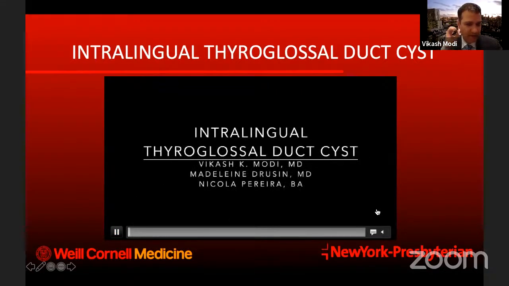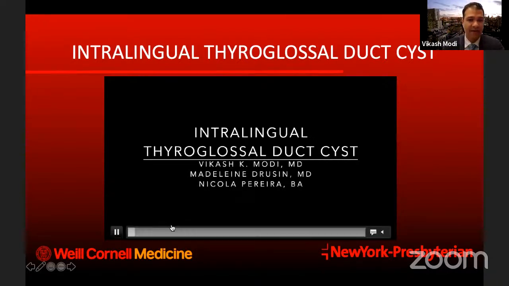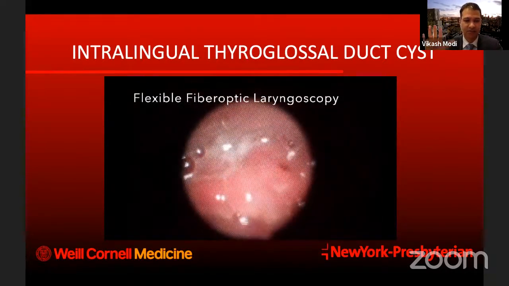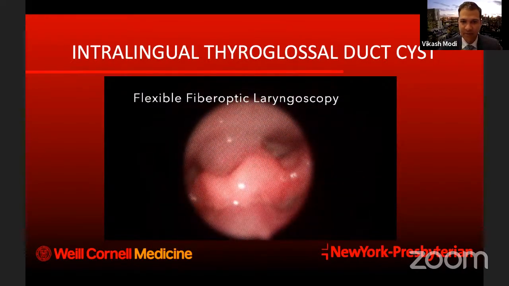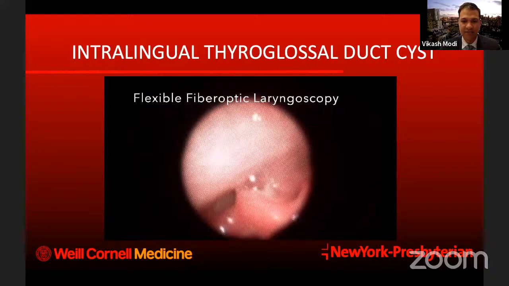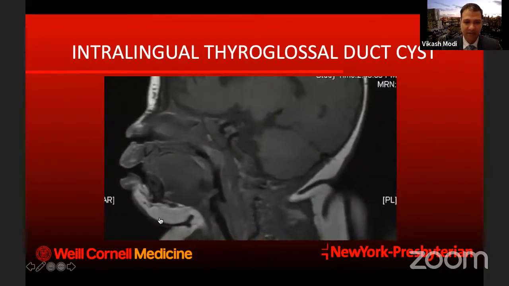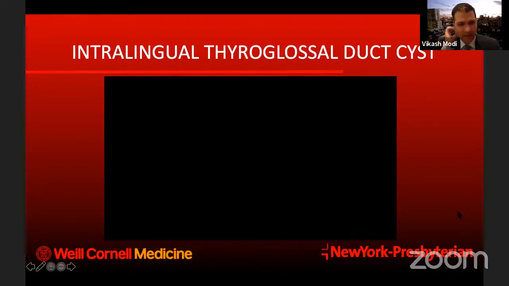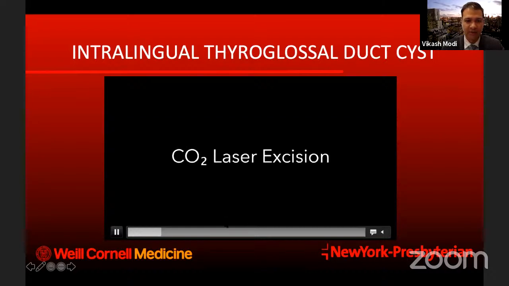Now, anytime you see a child where you're doing a flexible scope and the epiglottis is retroflexing posteriorly, like you can see here, the epiglottis is sort of prolapsing into the larynx, you always want to see, well, why is that happening? Is there something wrong with the epiglottis, or is there actually something pushing the epiglottis? And in this case, you can see there's a base of tongue mass here pushing the epiglottis posteriorly. A CT scan shows a lesion here at the foramen cecum. And not many thyroglossal duct cysts are intralingual. Only, I'd say, less than 1% of all thyroglossal duct cysts are intralingual.